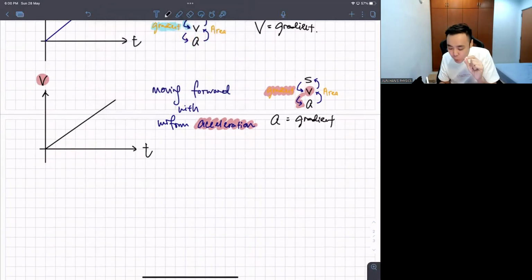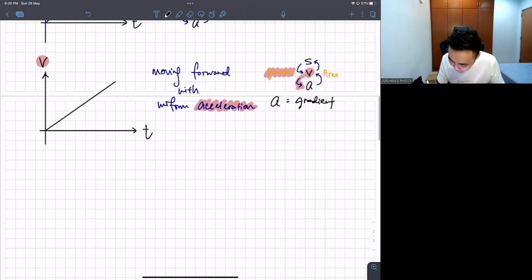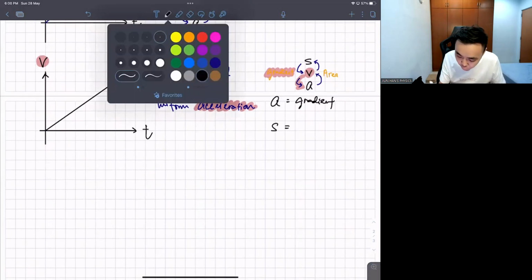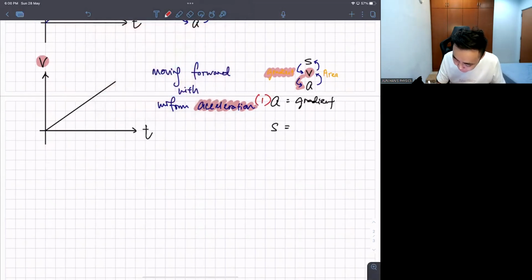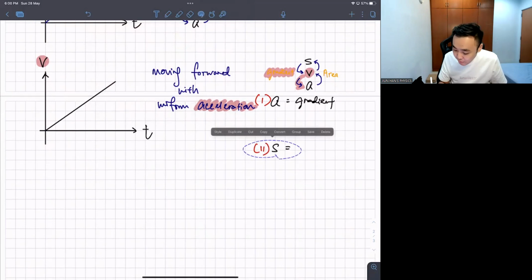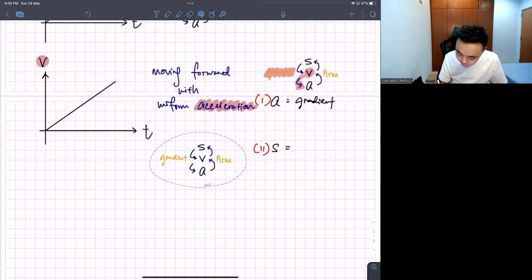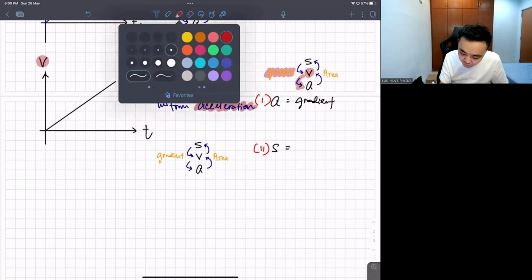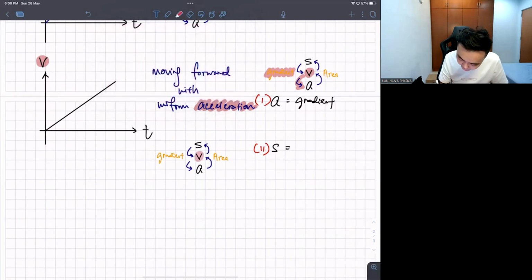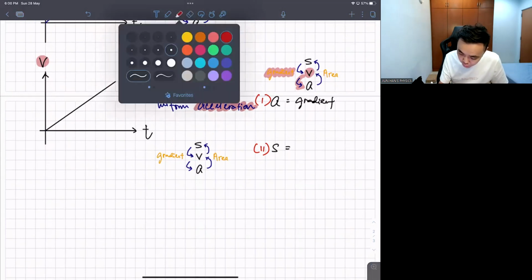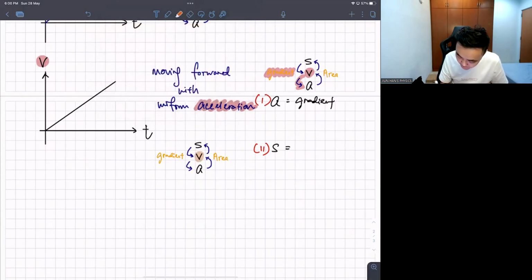For the VT graph, I can ask you to calculate one more thing as well. It's S. Okay, calculate two things. Number one is this. Number two is, now you are moving, so definitely they ask you to calculate distance, right? Now, same trick also. We were given the velocity time graph. Who are we looking for now?